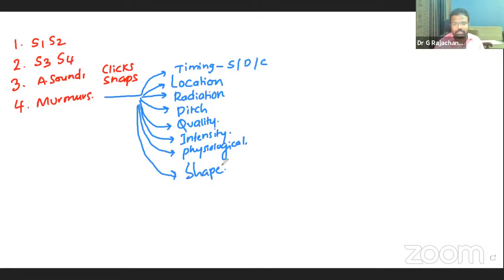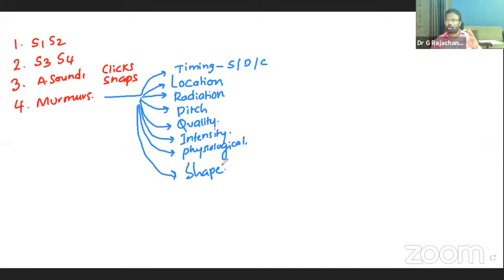Murmur also has a shape. You might have heard of something called crescendo, decrescendo. Aortic stenosis murmur has crescendo, decrescendo. Then we also have something called holosystolic. This means uniform murmurs. Another is decrescendo murmurs, where the murmur intensity gradually decreases. That is called decrescendo murmur. So that's called the shape. So this is very important.